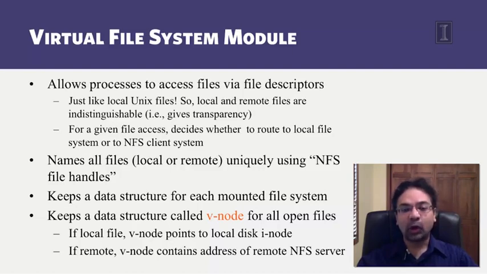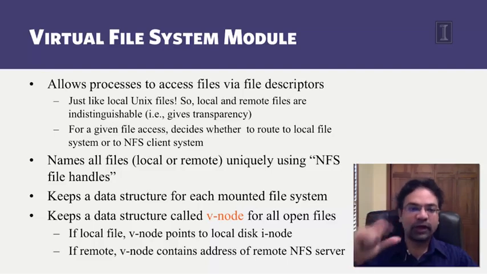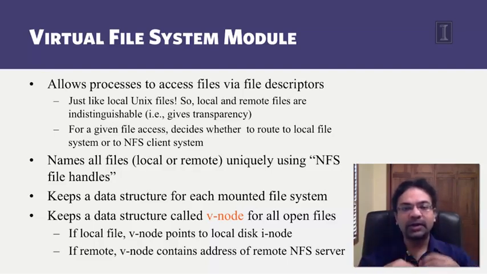If the file is local, that is, stored locally on the client machine, then the vnode points to the local disk address called the inode block. However, if the file is remote, then the vnode contains the address of the remote NFS server, so that RPCs can now be sent to that NFS server to obtain blocks of that file. So the vnode data structure maintained by the virtual file system module is the one that does the translation between the stateful, non-idempotent file descriptors, and the stateless behavior, the idempotent operations that we really desire from the distributed file system.